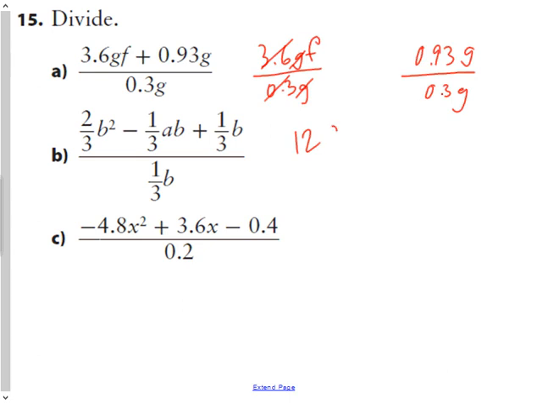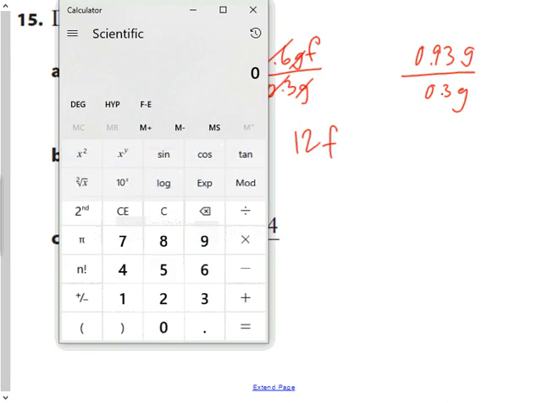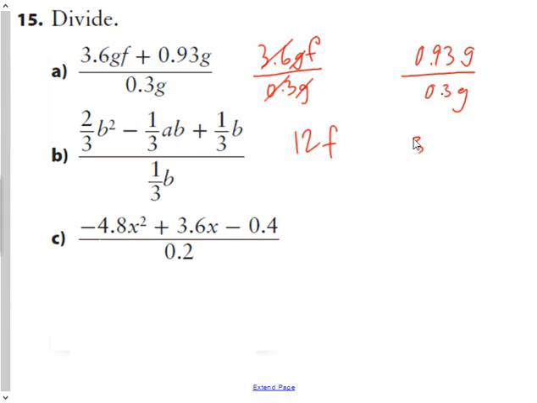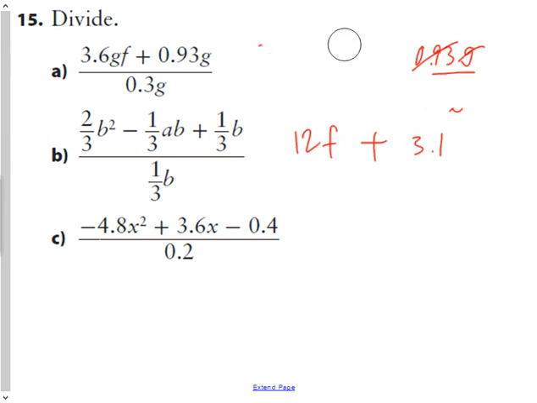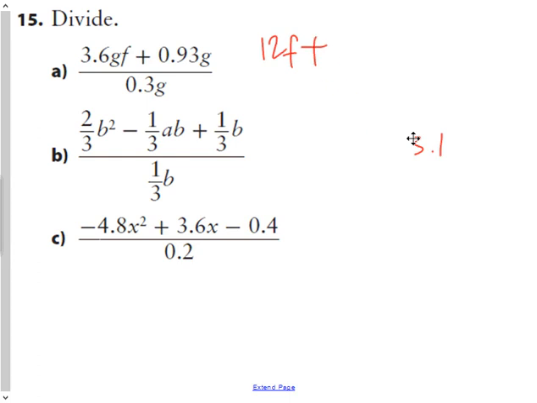F stays with F. 0.93 divided by 0.3 equals 3.1. And G divided by G cancel each other out. This is a positive, so therefore your answer to 15A is 12f plus 3.1. 12f plus 3.1.